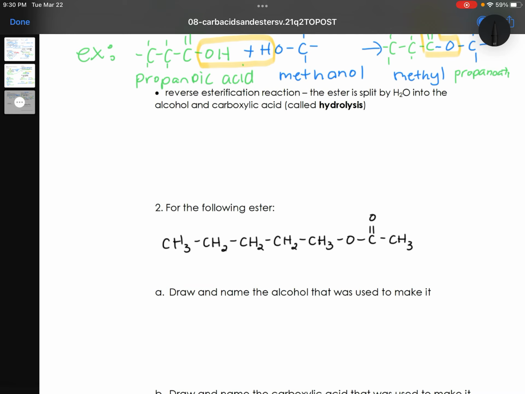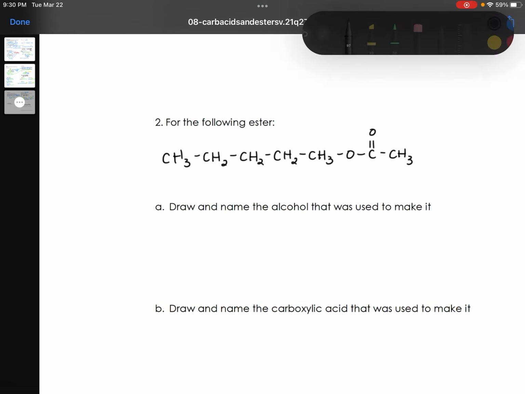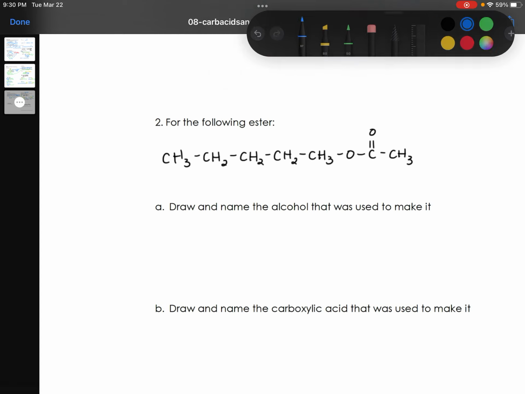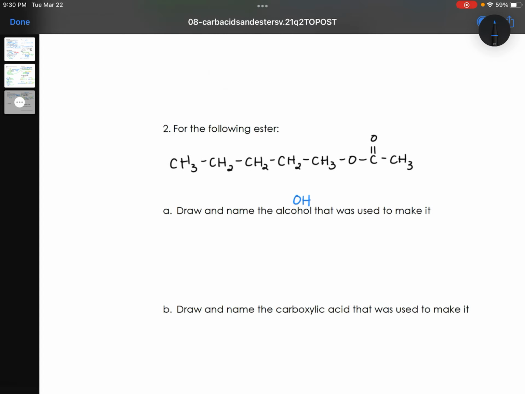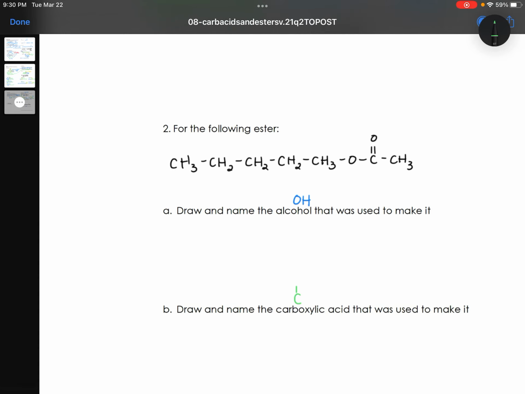Okay, so it says, draw and name the alcohol that was used to make the ester and draw and name the carboxylic acid that was used to make the ester. So you do need to be thinking about, okay, what's an alcohol? An alcohol is OH, and then a carboxylic acid, which we just learned today. If you're not super familiar with it, that's okay, is a C double bond O and an OH.